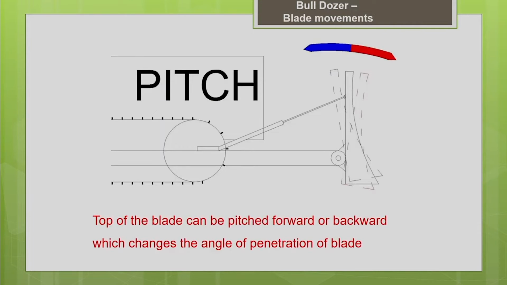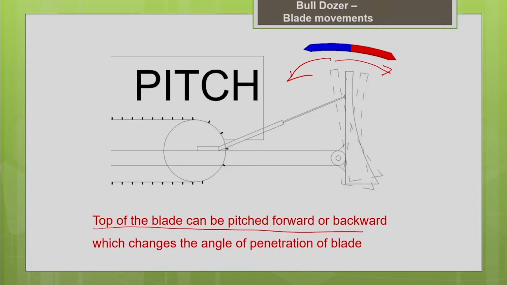So what is this pitching? Pitching means the top of the blade is pitched forward or backward. That means you are moving the top end of the blade either forward or backward. Why should we move it forward or backward? Accordingly, you can change your angle of cutting, and you can change the depth of penetration of your blade.